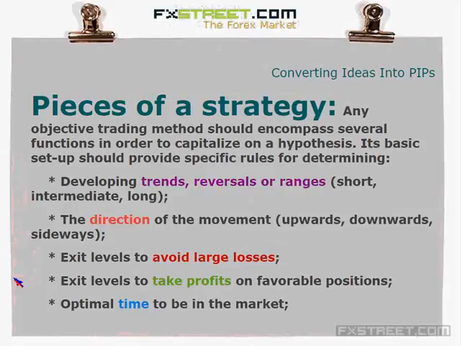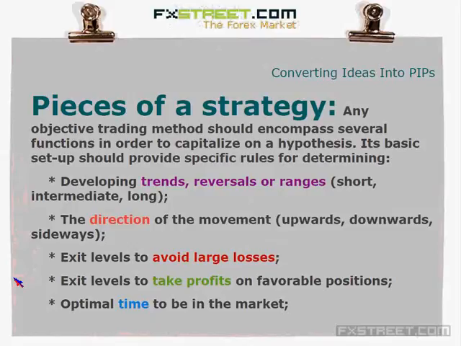Okay, so the pieces of a strategy. Any objective trading method should encompass several functions in order to capitalize on a hypothesis. Its basic setup should provide specific rules for determining developing trends, reversals, or ranges, short, intermediate, and long. In our case, we need a tool that determines a developing trend, since a breakout in our case has nothing to do with reversals or range trading. We want a tool that tells me about the developing trend, the direction of the movement. Okay, if it is upwards, if it's downwards or sideways, I want to know the direction, because the breakout has a direction. It can be up or down. So I want a rule in my system, a tool or a combination of tools that provides me a clue as for direction.